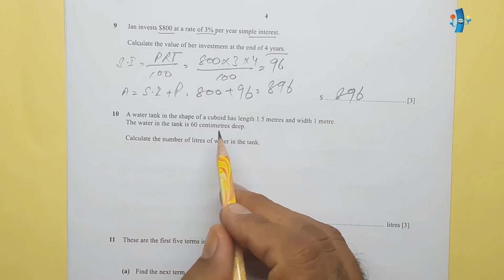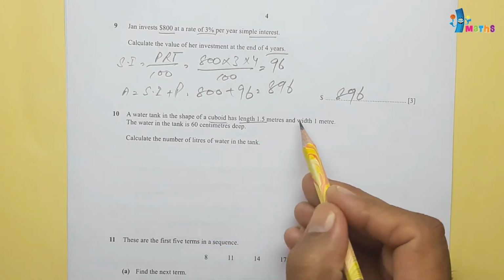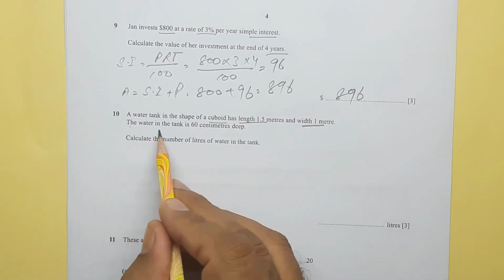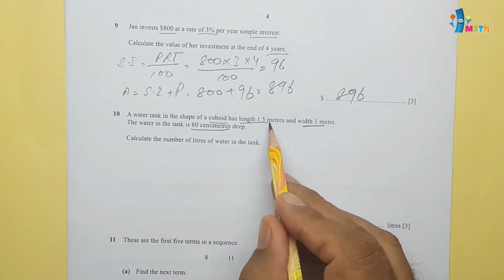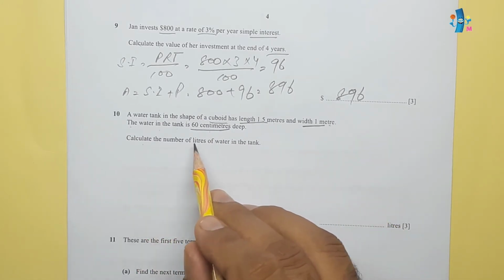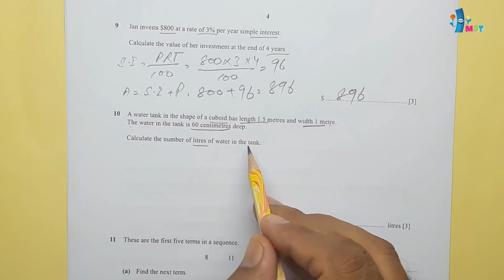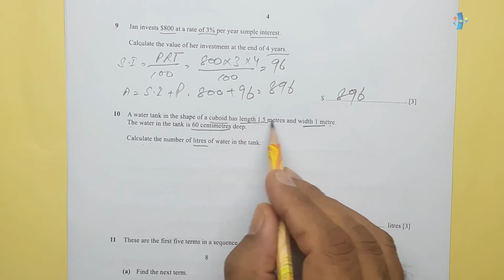Then question number 10. A water tank in the shape of a cuboid has a length of this one and a width of 1 meter, and the water in the tank is 60 centimeters deep. So these two measurements are in meters and this one is in centimeters. Calculate the number of liters of water in the tank. So what we will do, we will convert everything into centimeters, these three values.